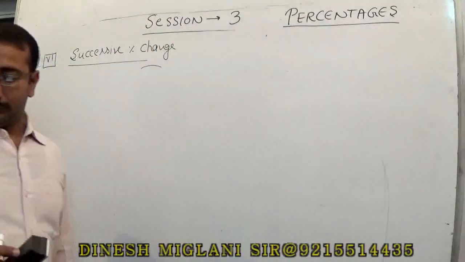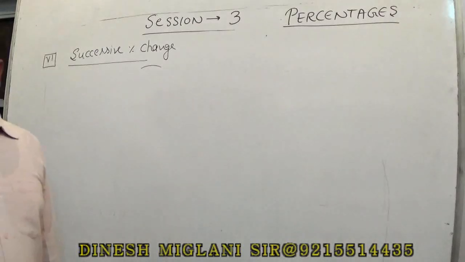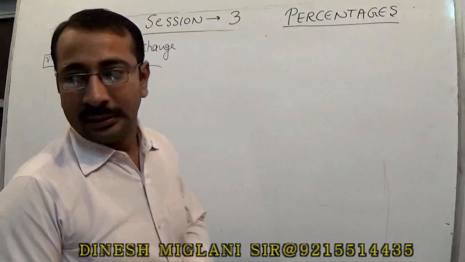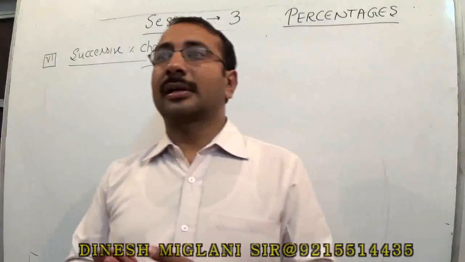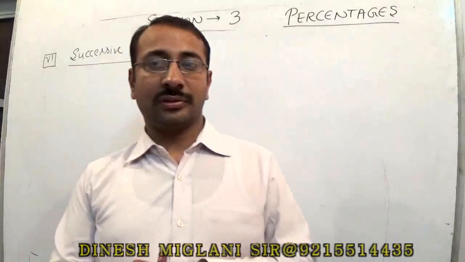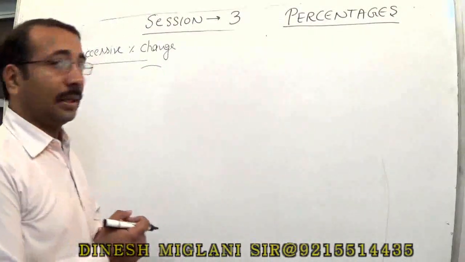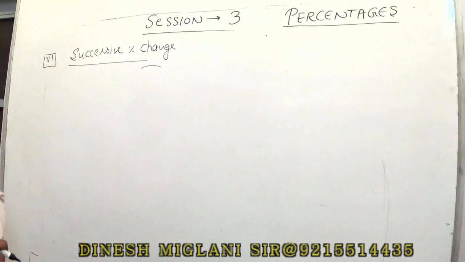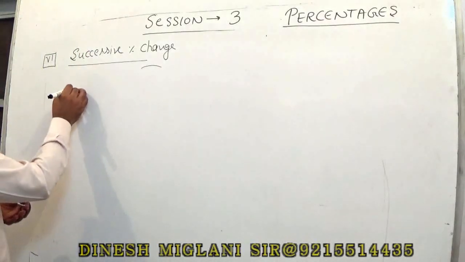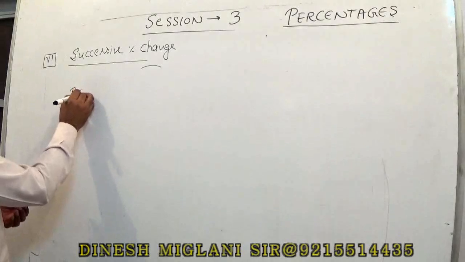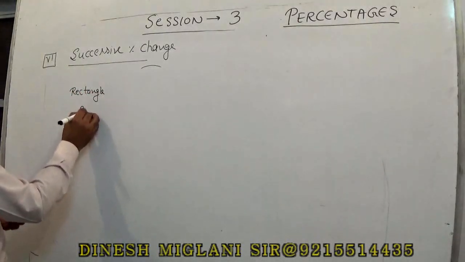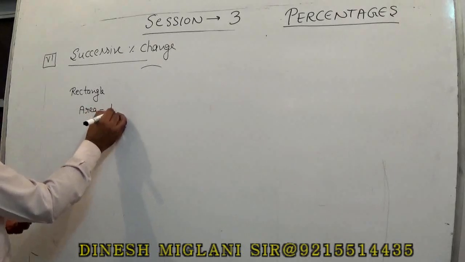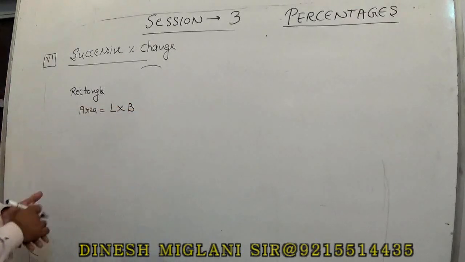Now the important part is we have to understand the application part of this. That was an understanding about the concept of successive percentage change, but we have to understand the application part. Just try to understand here. You all know the area of a rectangle. We can say that area of a rectangle is always equal to length into breadth.